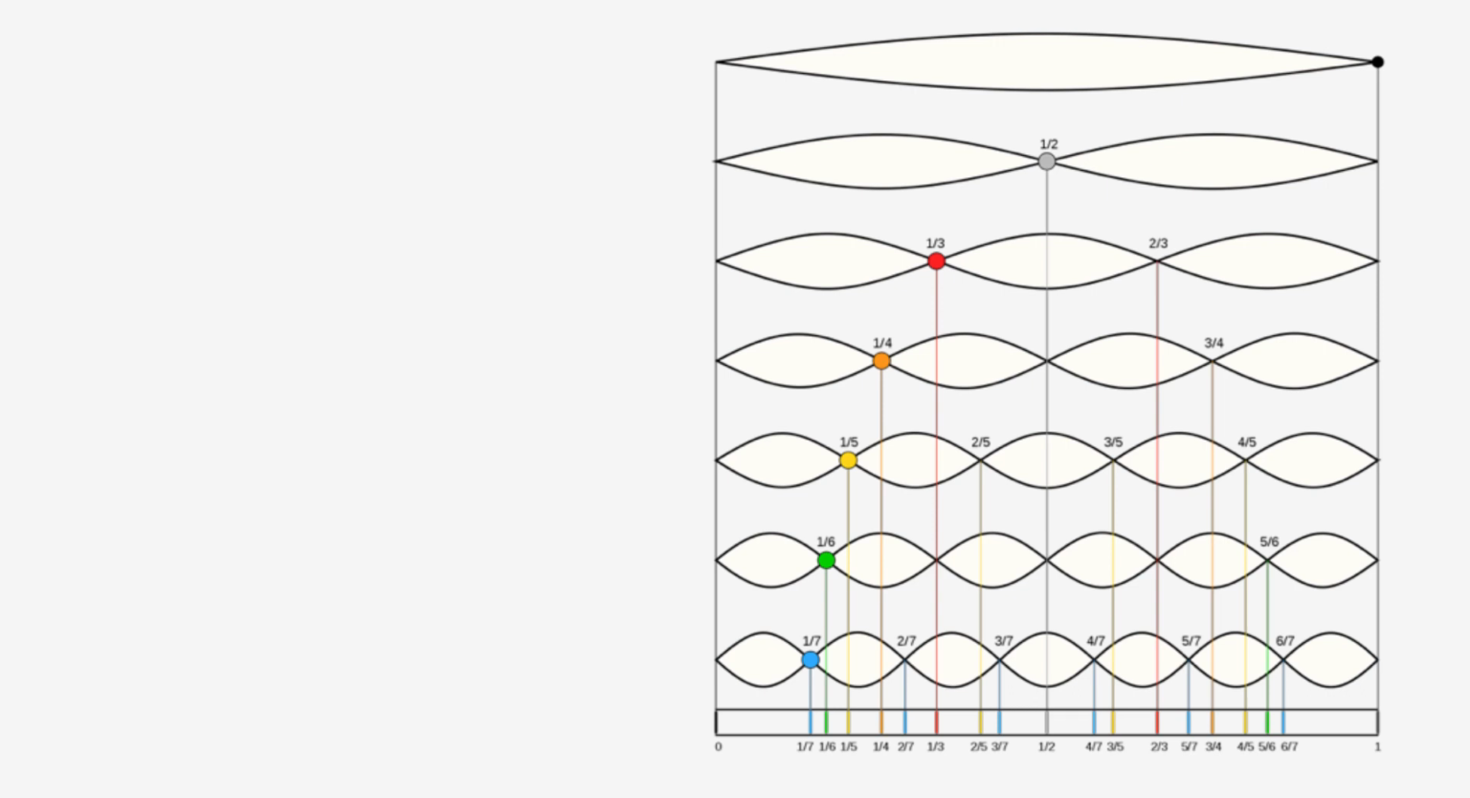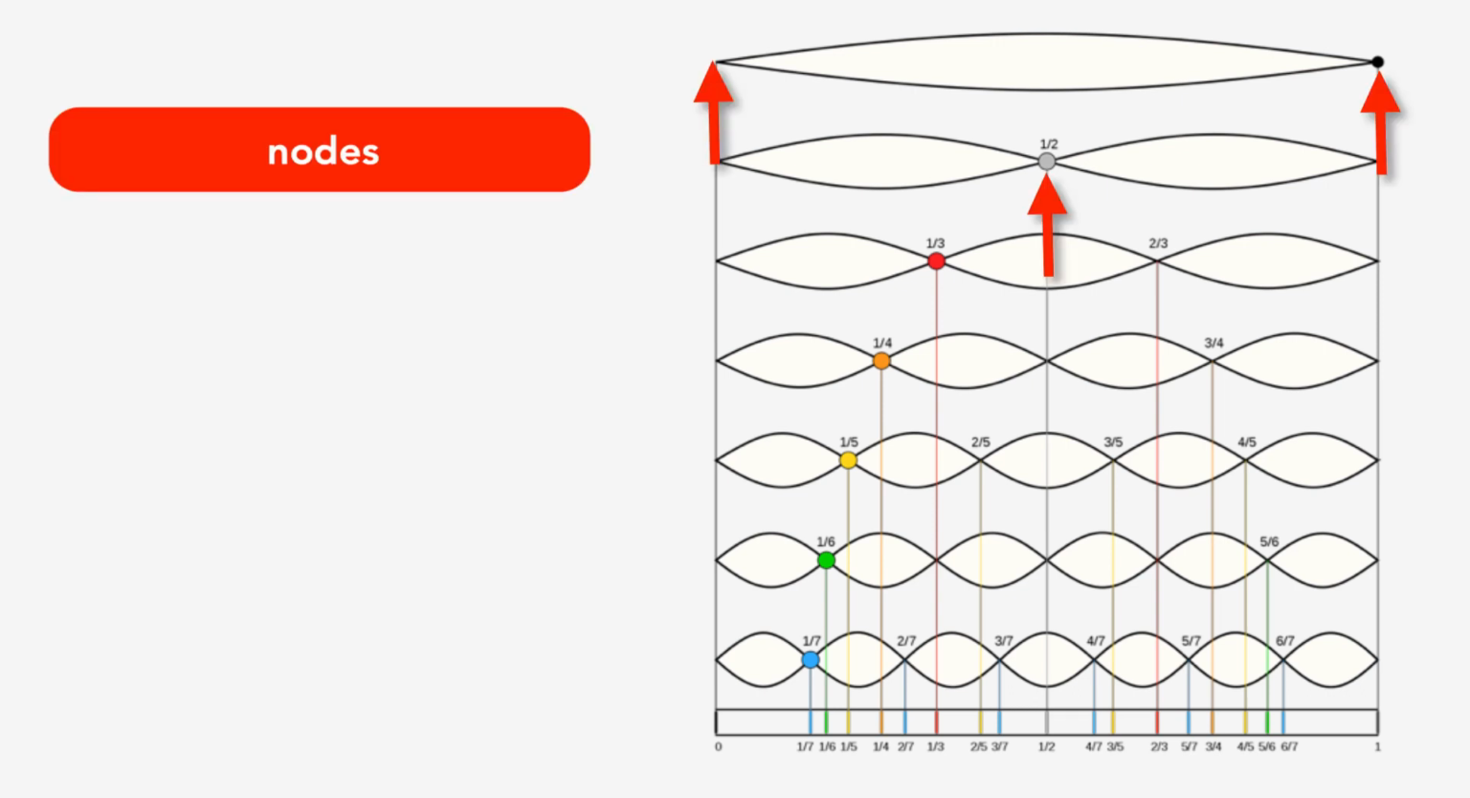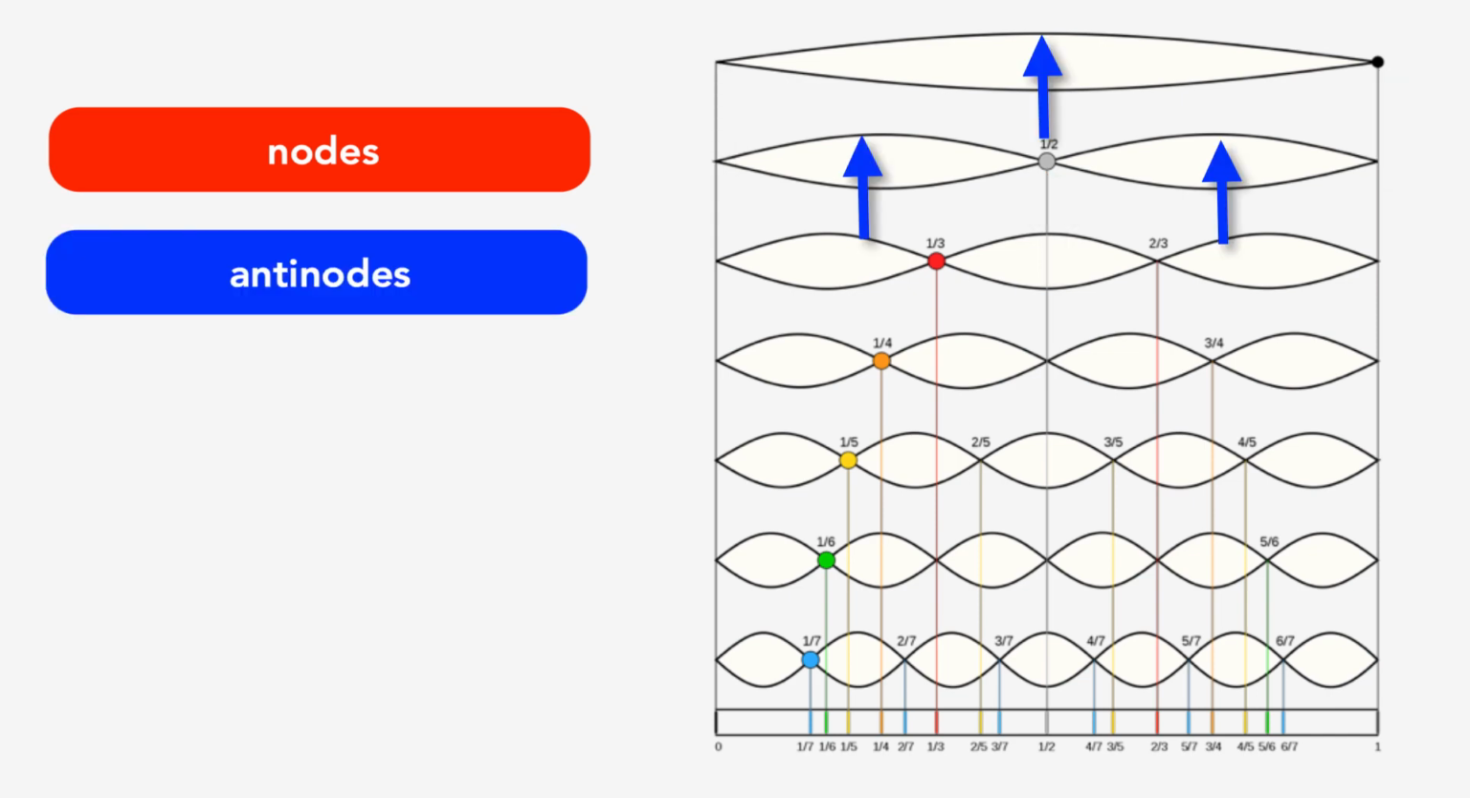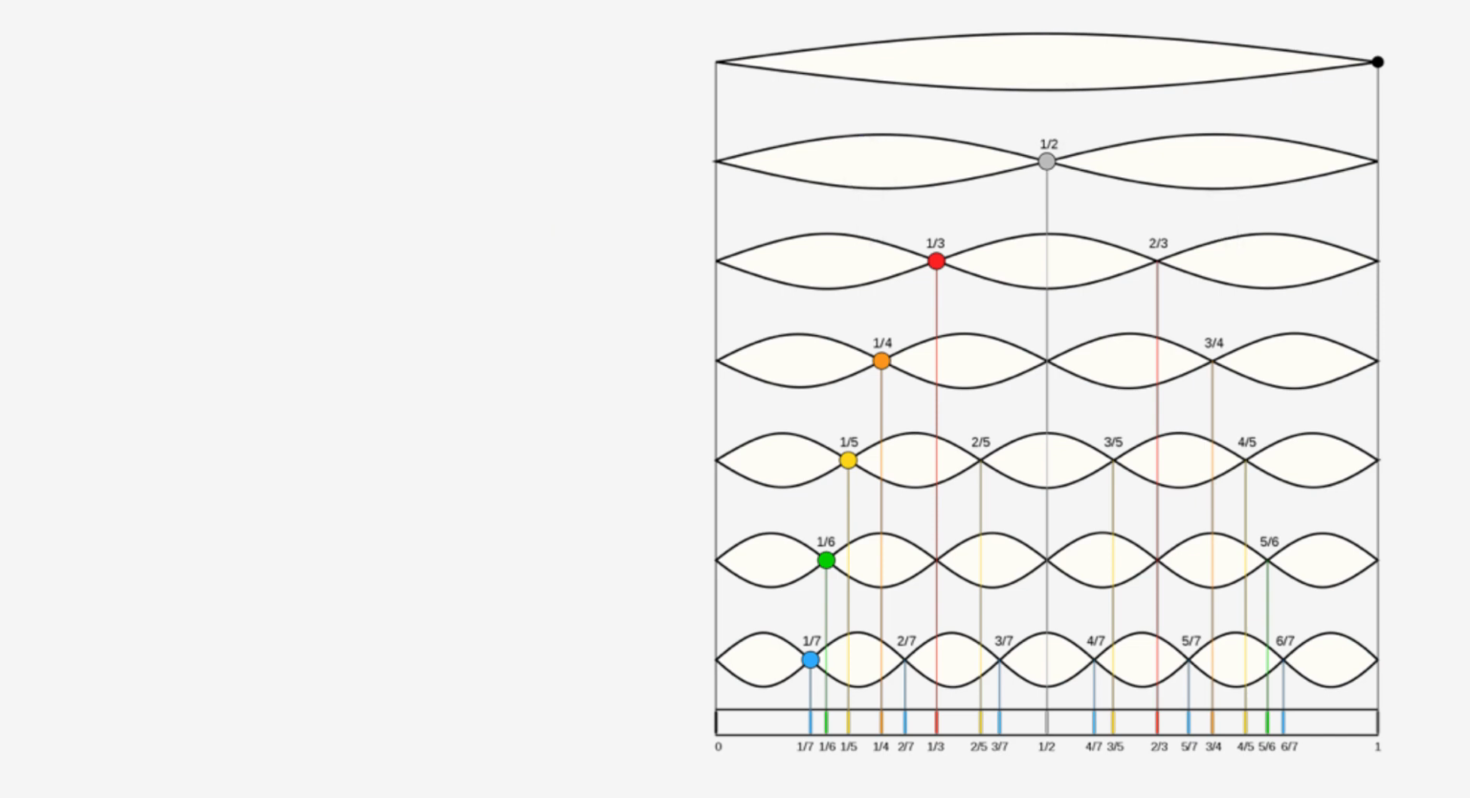When a piece of string vibrates, it vibrates at different modes. These are nodes, points where displacement is 0, and these are antinodes, points where the displacement is maximum. When a piece of string vibrates, these modes occur at the same time, therefore making sound of all these different frequencies.